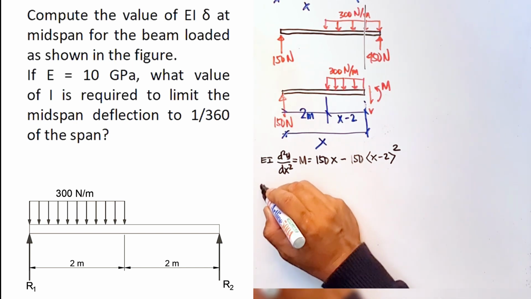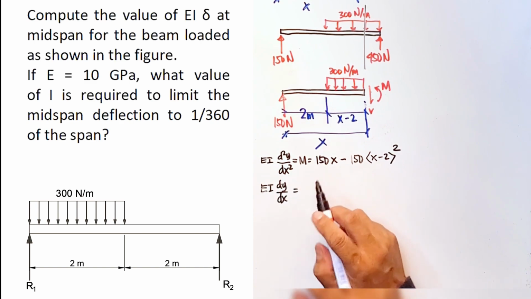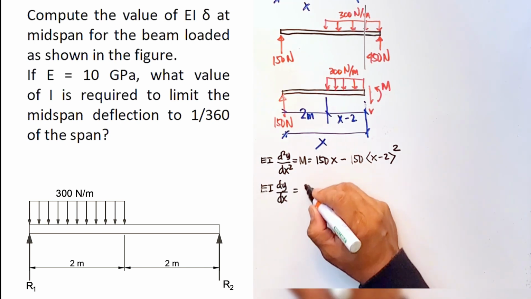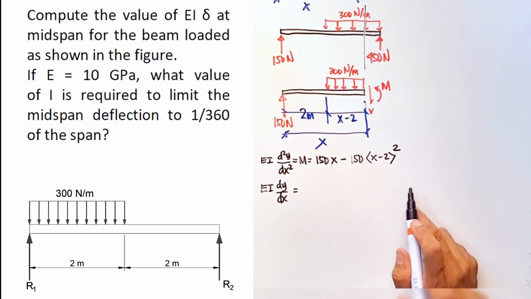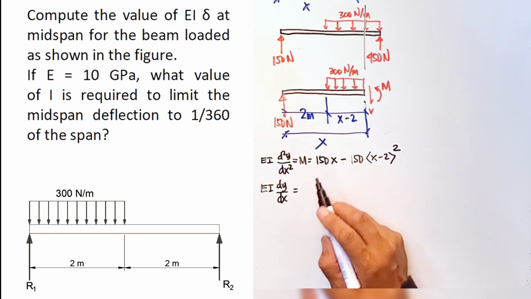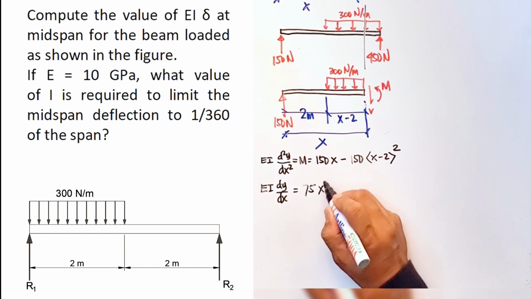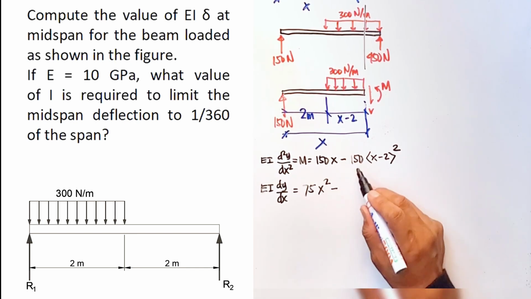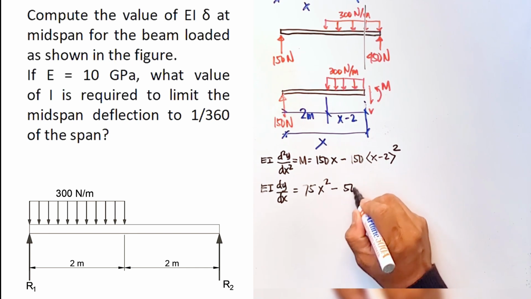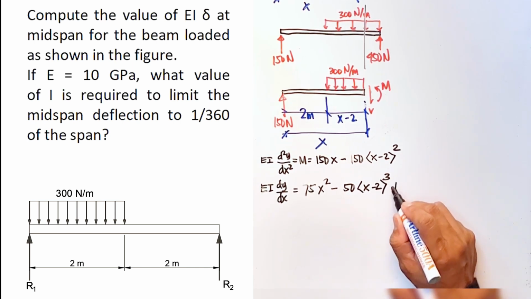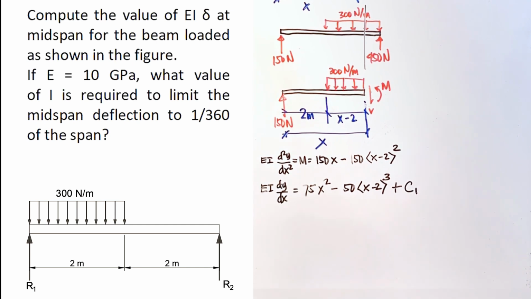Next we will integrate. By the way, again, this is the general moment equation. After first integration, what we have is the slope equation of the elastic curve. So that's 150 x squared over 2. So 150 over 2 is 75 x squared, minus 150 x minus 2 cube over 3. So 150 over 3 is 50 x minus 2 cube. And now if we start to introduce the constant of integration, we'll call that C sub 1.